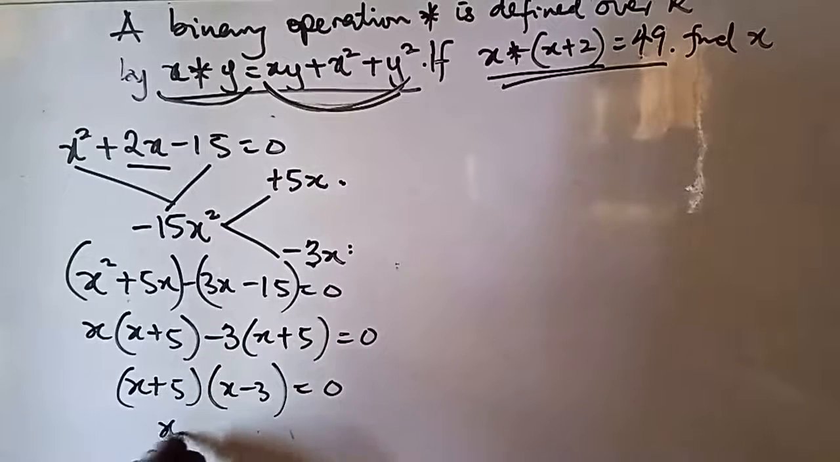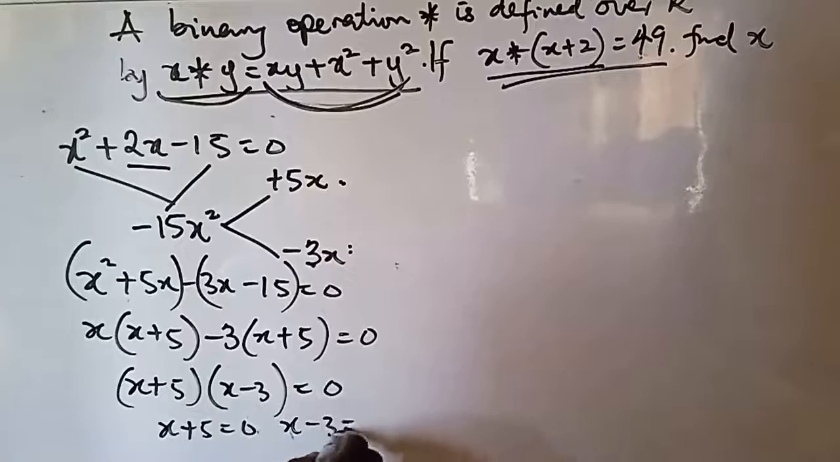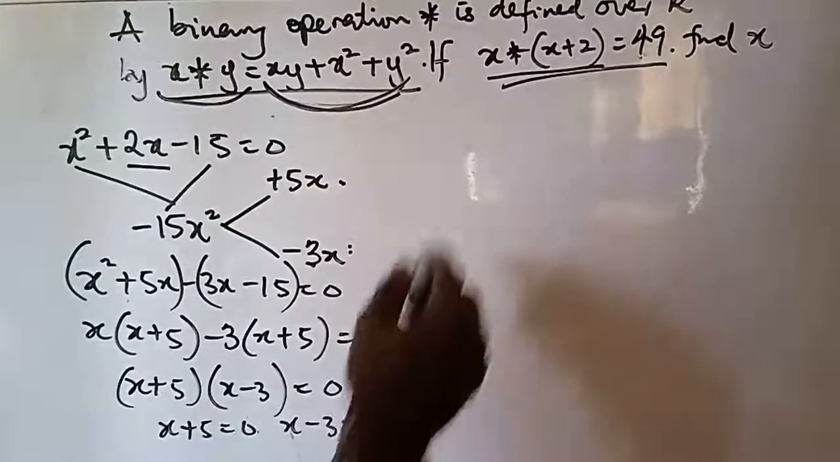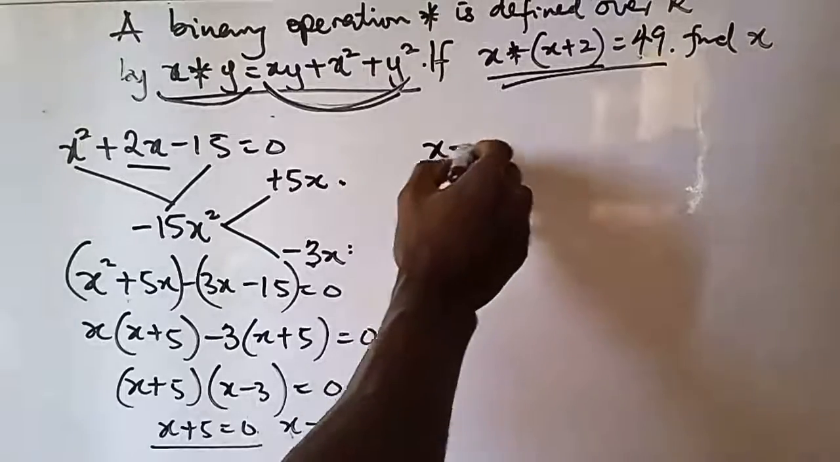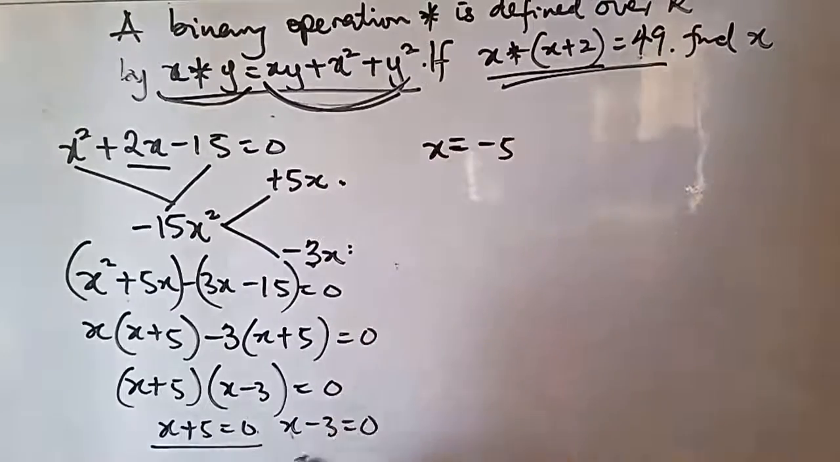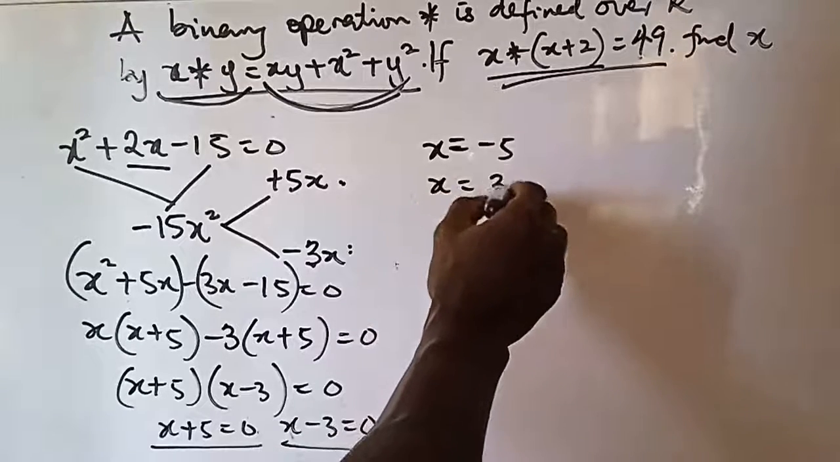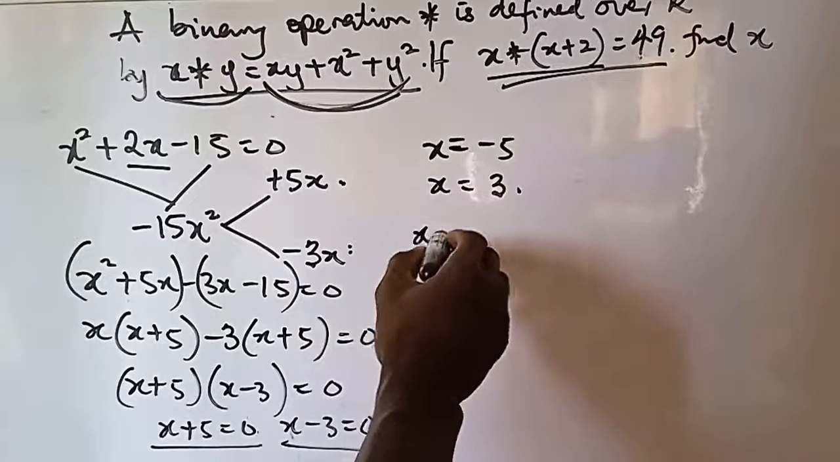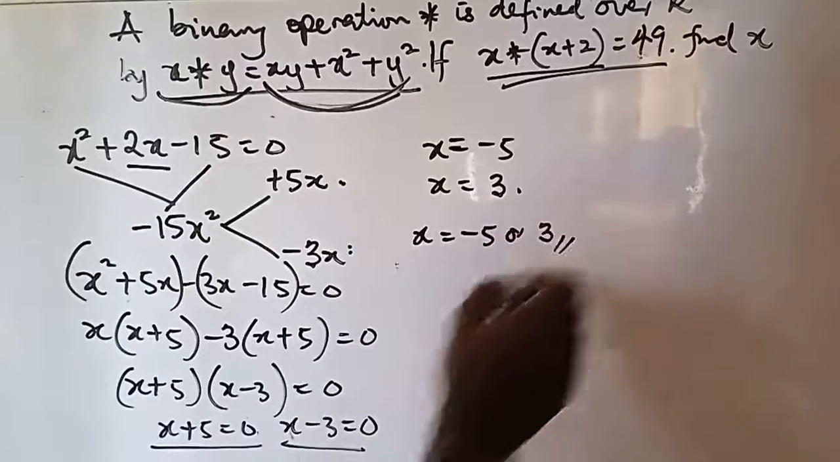Which means that x plus 5 equals 0, and x minus 3 equals 0. So as such, we can say that from here x equals minus 5, and from this we have that x equals 3. So our x equals minus 5 or 3.